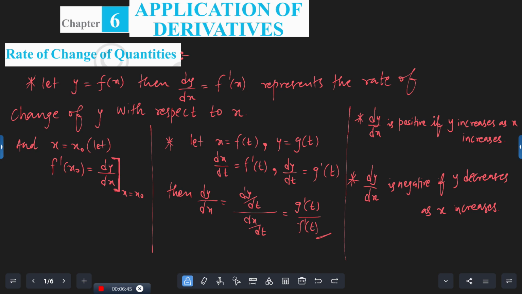Okay, these three things just remember. Then we'll enter the sum. Before going to the exercise: one increases, the other decreases. First point, both increase. First point, y increases as x also increases, that will be positive.